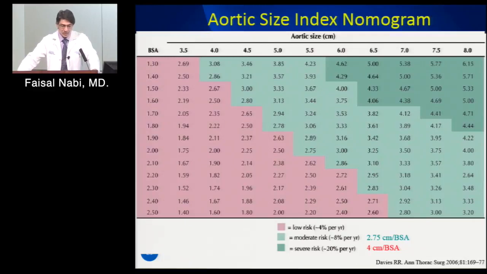When we make these measurements, there are a lot of these things that can now be very nicely indexed to some sort of nomogram, and this is just one example of that. This takes into account the patient's BSA. And as you can see, similar to what Dr. Q had said, at least by this table, an 8% per year risk is considered moderate risk, and that's at about 2.75 centimeters per BSA, whereas a severe risk, about 20% per year, is around 4 centimeters per BSA. So this can very nicely help you determine what the risk of your patient is based on these nomograms.